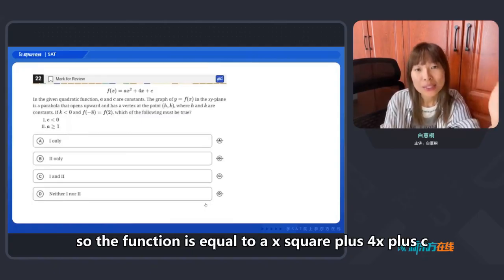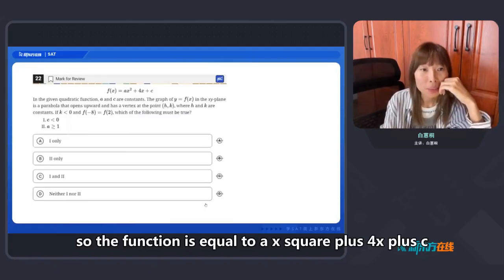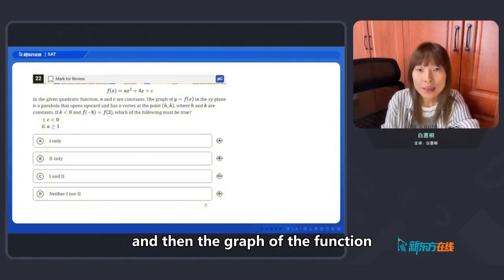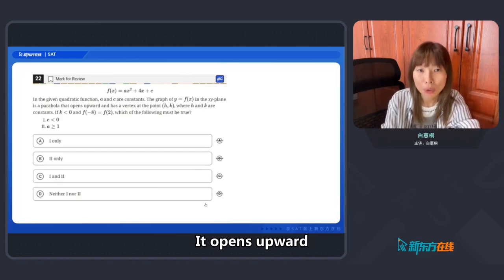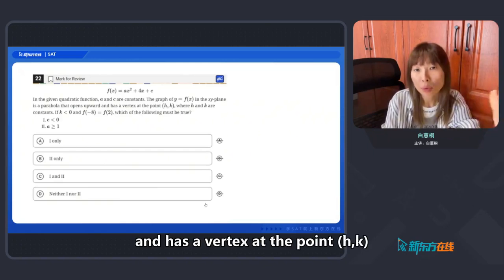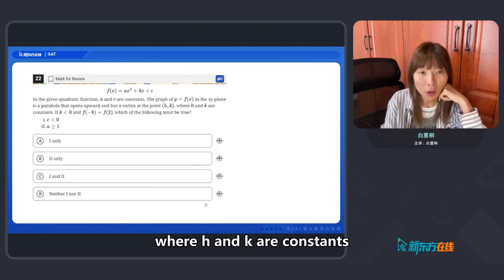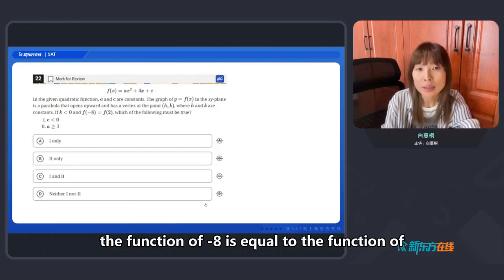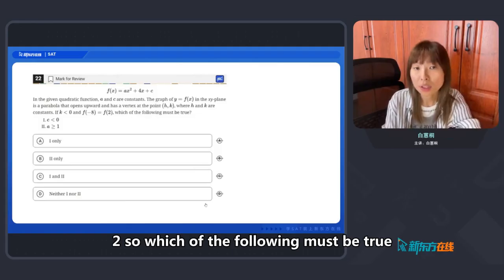So the function f(x) is equal to ax squared plus 4x plus c, a given quadratic function, where a and c are constants. The graph of the function in the xy-plane is a parabola that opens upward and has a vertex at the point (h, k), where h and k are constants. If k is less than 0 and f(-8) is equal to f(2), which of the following must be true?